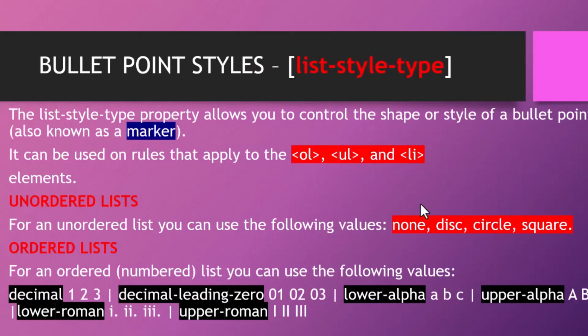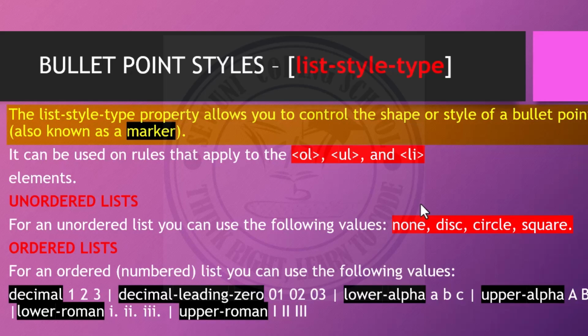Now let's talk about the first, which is bullet point styles. The list-style-type property allows you to control the shape or style of a bullet point, known as a marker. So we are going to learn how to control the shape and style of the marker. It can be used on rules that apply to ordered lists, unordered lists, and list items.